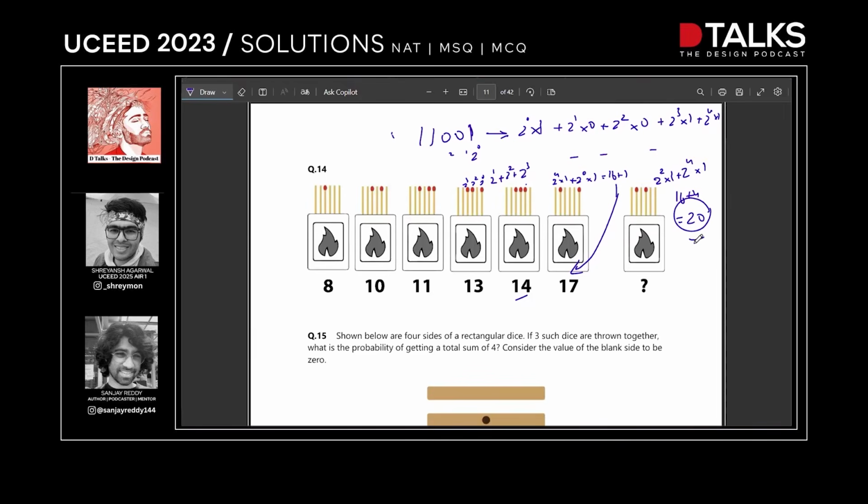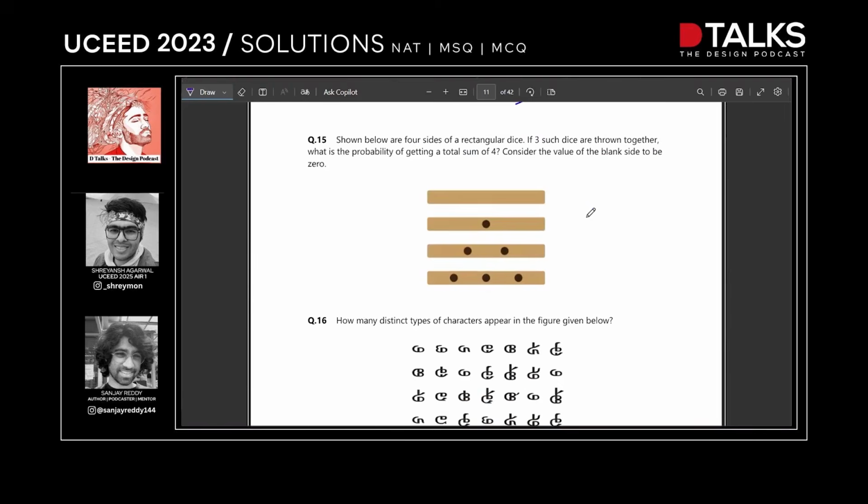Shown below are four sides of a rectangular dice. If three such dice are thrown together, what is the probability of getting total sum of four? Consider the value of the blank side to be zero.